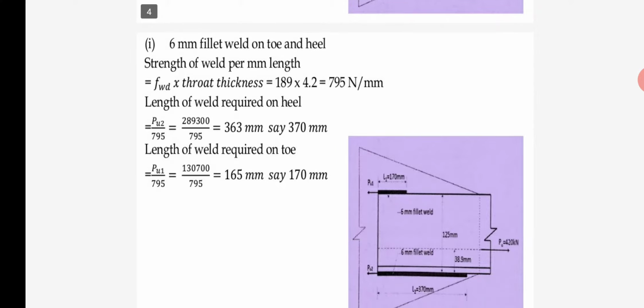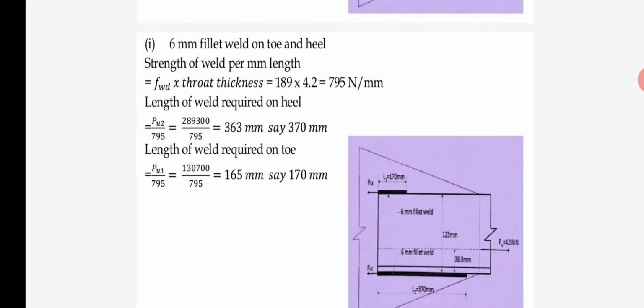Next step, 6 mm fillet weld on toe and heel. Now we provide the welding at toe and heel. So the strength of weld per unit length is FWD multiplied by throat thickness. FWD we calculated as 189 and throat thickness as 4.2 mm. FWD is in Newton per mm square and 4.2 is in mm. So finally we got the strength of weld per mm length as 795 Newton per mm. It means if we provide 1 mm of weld, it resists 795 Newton.